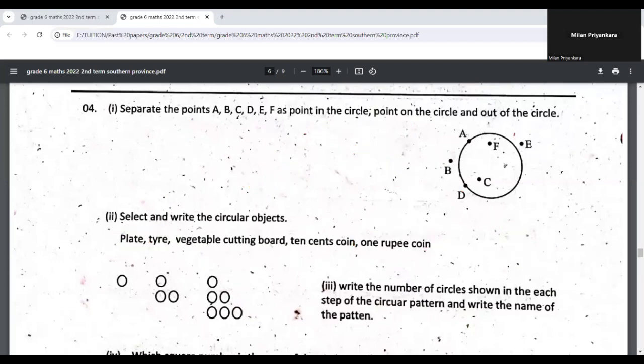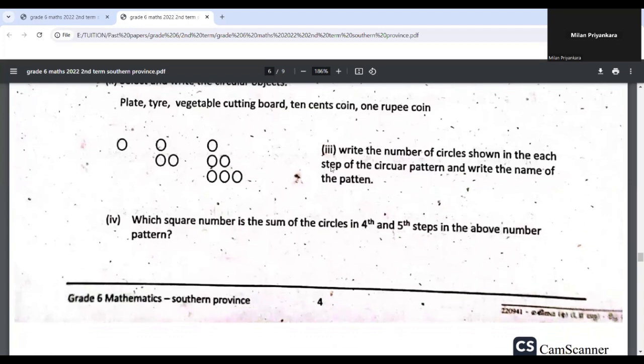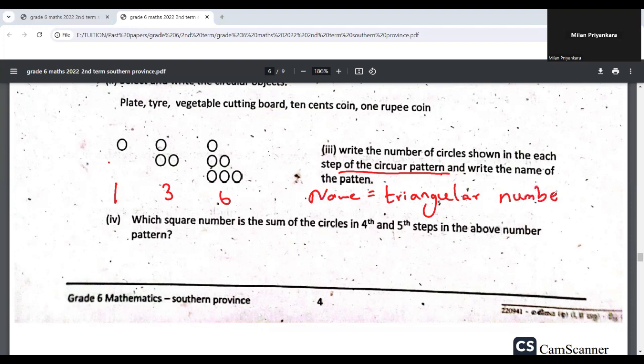For the next part: write the number of circles shown in each step of the circular pattern, and write the name of the pattern. You can see that the number of circles is 1, here 3, here 6. The name, you can write, is triangular numbers, right? So these are triangular numbers. I think you understand this. It's very simple, right? Let's go to the next part.